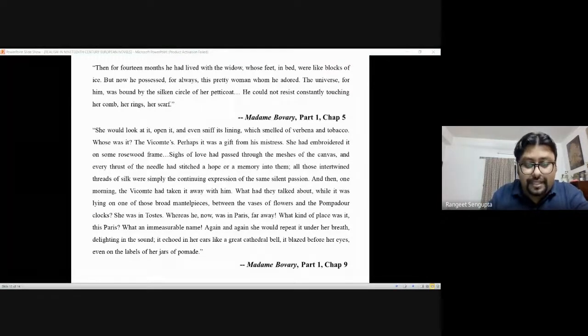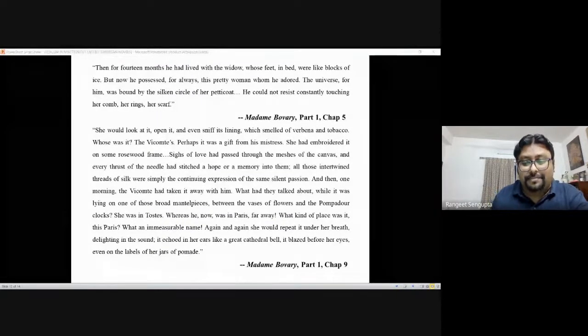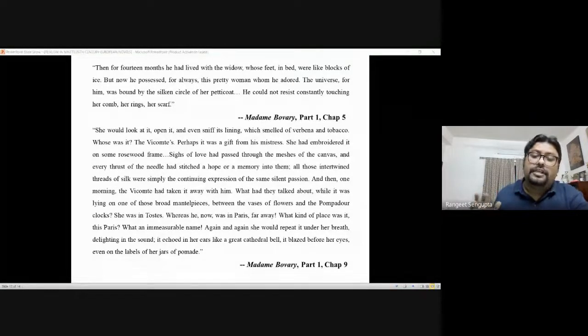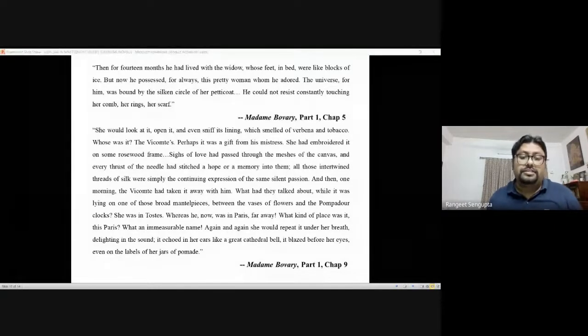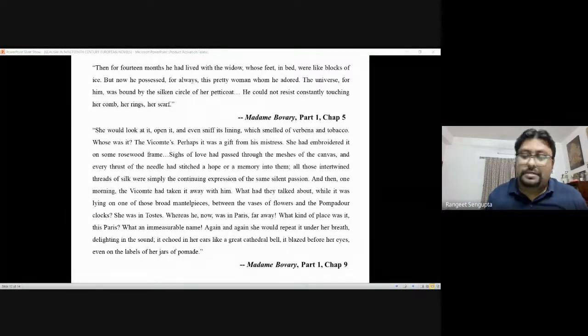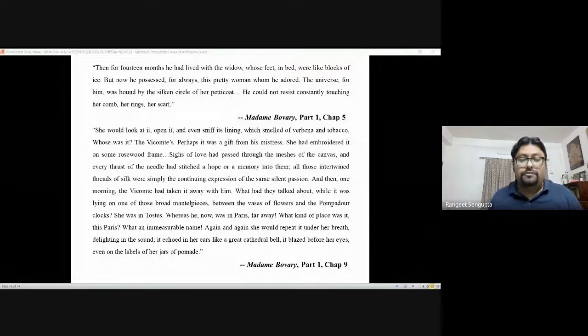I quote Flaubert, and this is the first quote on your screen. This is from part one, chapter five. "Then for 14 months, he had lived with the widow, whose feet in bed were like blocks of ice. But now he possessed for always this pretty woman whom he adored. The universe for him was bound by the silken circle of a petticoat. He couldn't resist constantly touching her comb, her rings, her scarf." Unquote. There's this lack of connection with beings and their continual reification in objects, which unsettles the reader when he comes to terms with Flaubert's horrifying vision of vacuity in human lives.